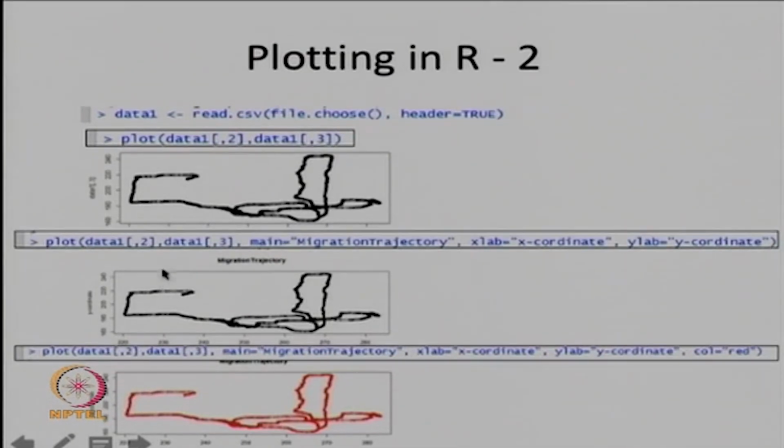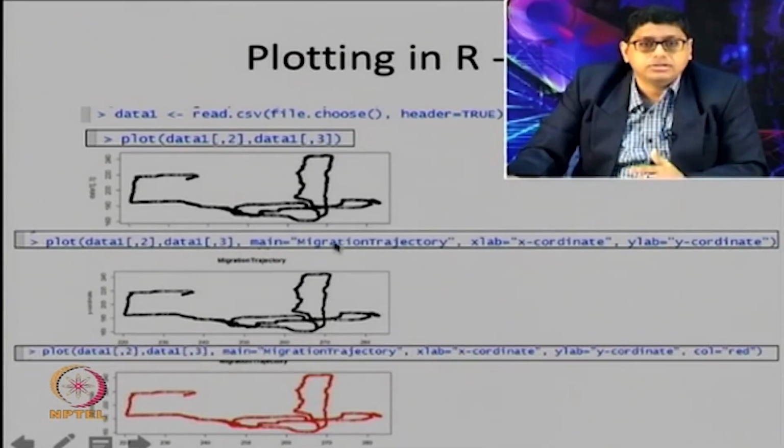I can also give a title to this particular plot, which is migration trajectory, which appears here. I can set my labels, so xlab is x coordinate, ylab is y coordinate, you can enter here. What you can also do is you can play with the color of this particular trajectory. What you see here is col equal to red, means essentially we are resetting this trajectory color to red.